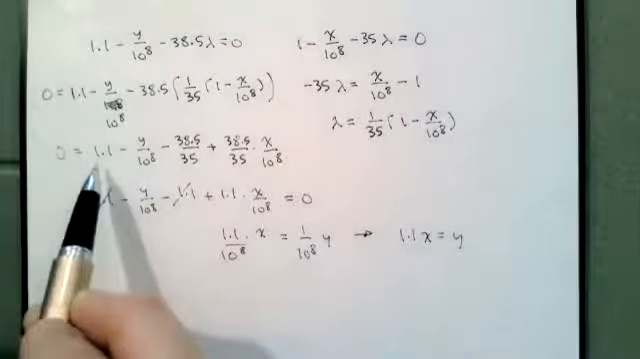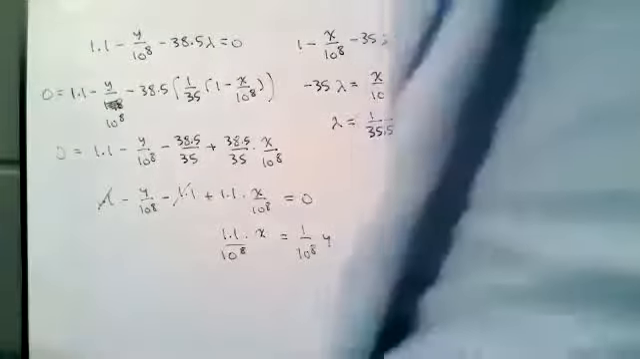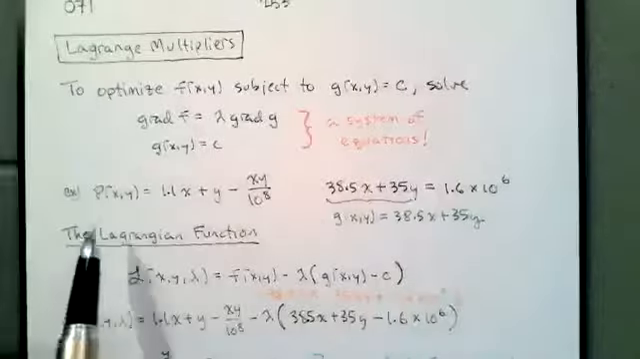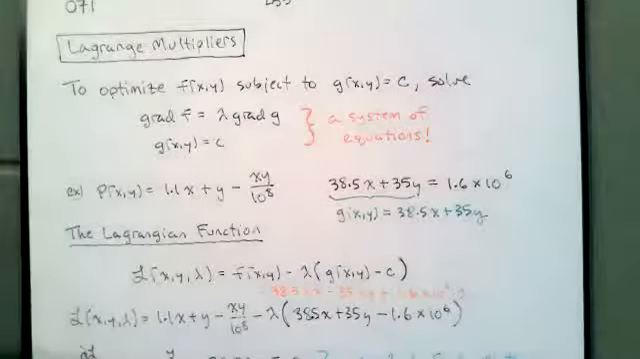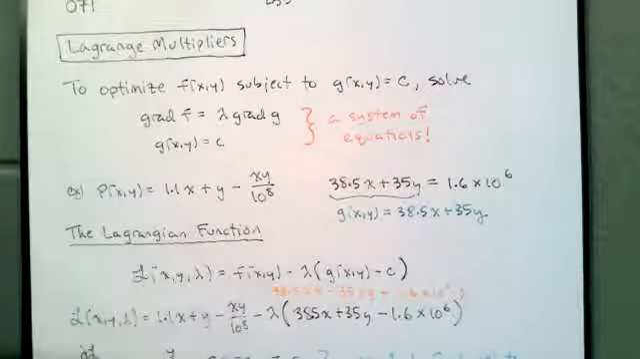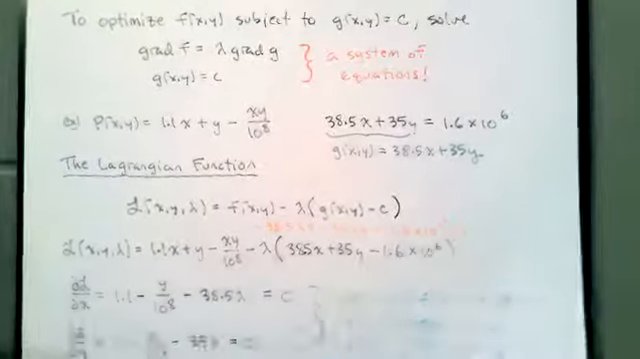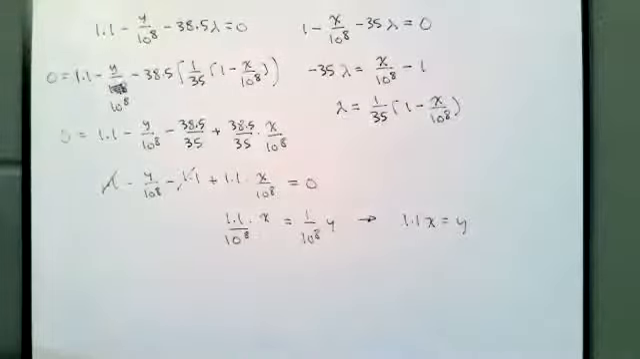This first 1.1 came from our derivative. Our original objective function was 1.1x plus y, so when I took the partial derivative with respect to x, this 1.1 is where it showed up from. And then 38.5 over 35 is 1.1, because the 38.5 is just 35 and then 3.5, which I didn't see because I guess it's early.